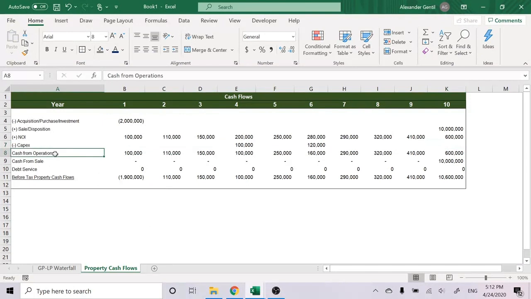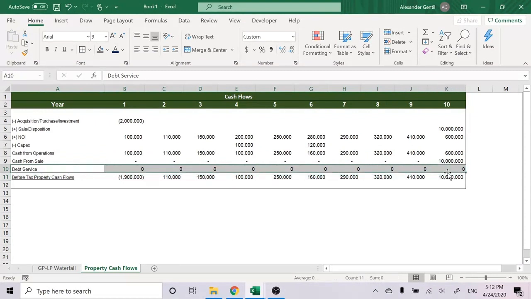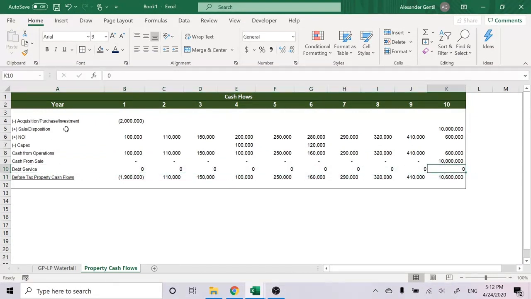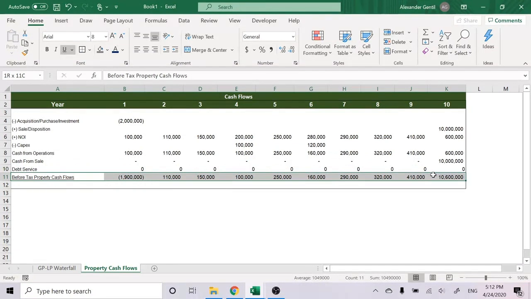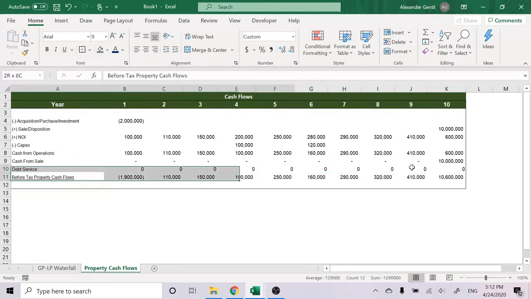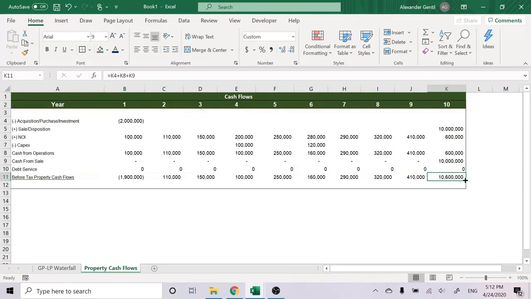All right. And then cash from operations. So this is just the cash from operating the property, the cash from the sale of the property, and this property doesn't have any debt. I'll do some more videos on debt and acquiring properties using debt. For this video, we're not going to talk about debt. And then here, just the cash flows of the property before any taxes. This line is important, because this is what we're going to be using in our waterfall to distribute cash, which is essentially the cash that the property yields over time.